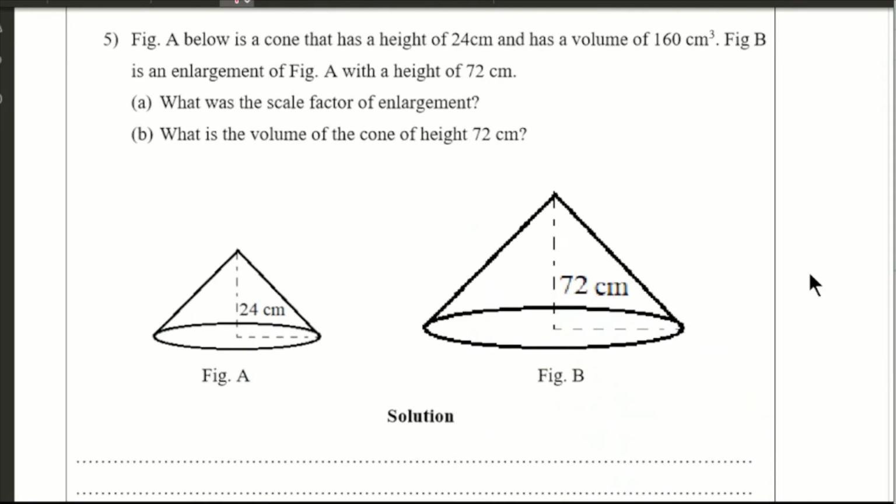Question 5. Figure A below is a cone that has a height of 24 centimeters and has a volume of 160 centimeters cubed. Figure B is an enlargement of figure A with a height of 72 centimeters. A, what was the scale factor of enlargement? And then B, what is the volume of the cone of height 72 centimeters?